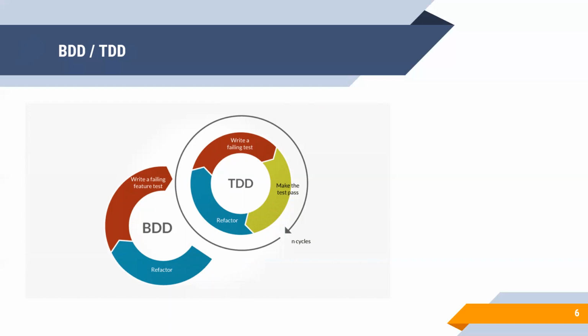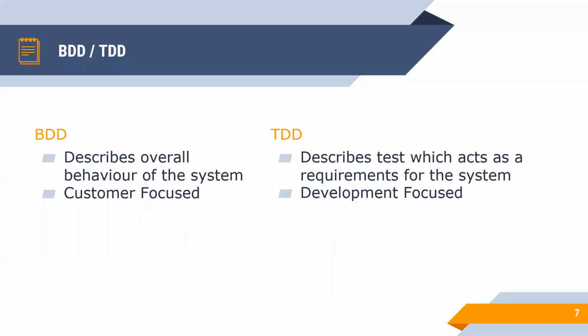To pen down a few differences between BDD and TDD, here they are. BDD describes the overall behavior of the system, whereas TDD describes the tests which act as a requirement for the system. BDD is altogether customer focused, whereas TDD is development focused. Although we say BDD is a better approach, we must not forget that BDD has evolved from TDD as a way to eliminate the shortfalls of TDD. So there is absolutely no harm in implementing both of these: one to support the quality of code that the developer writes, and the other to support the behavior of the system defined by the product owner.